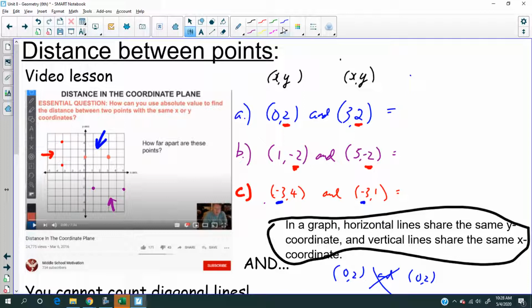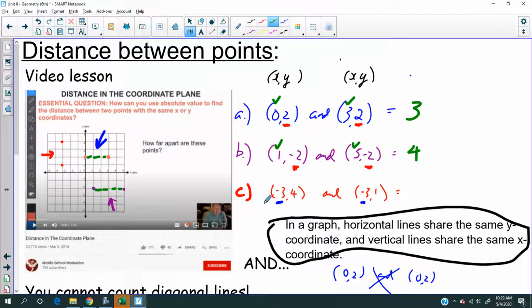I'll use green. What's the difference between 0 and 3? In other words, how far is 0 away from 3? Yeah, 3, right? So that's how long the line is. Look, 1, 2, 3. How about B? How far apart are they? Knowing that these are both -2, nothing changes here. So how far is 1 away from 5? Yeah, 4. Look, the line, 1, 2, 3, 4.